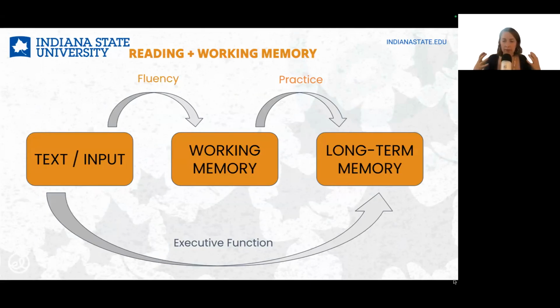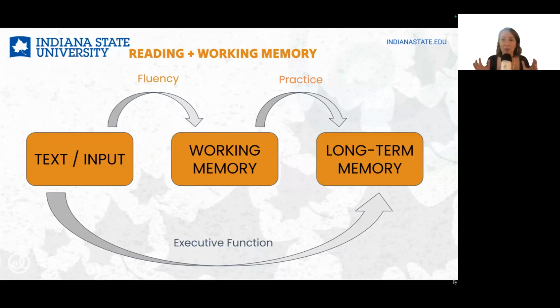So we have the text that we're reading, or the input, what we're receiving as input, and holding in our working memory. We can do that much easier if we're a fluent reader. If that input is a smooth transition, then we have additional practice with whatever that concept is or that skill or reading. We have multiple or repeated readings. That practice is going to help us move it into long-term memory.